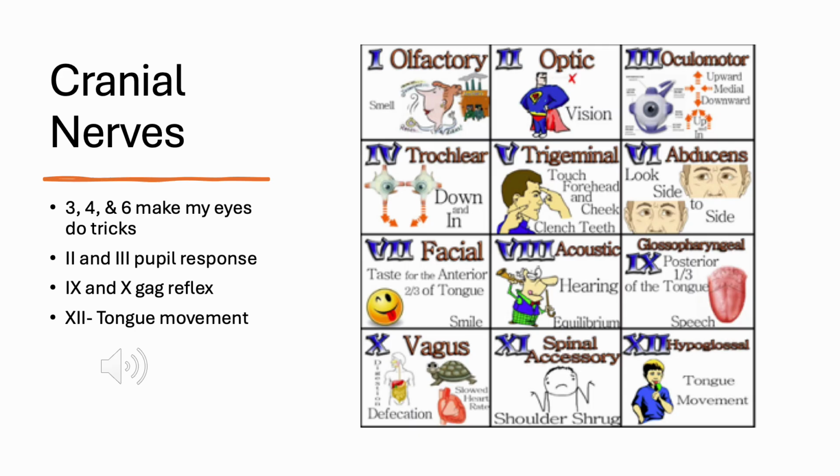So you can have the patient stick their tongue in their cheek and you try to push on it to see how strong their tongue is. The spinal accessory nerve is the shoulder shrug. Okay, that's in charge of the shoulder muscles.